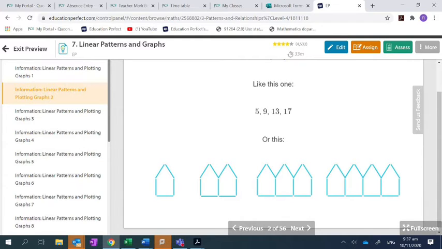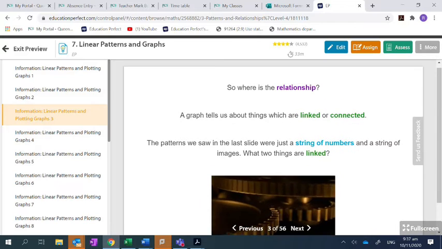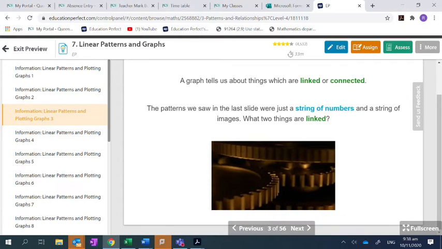Okay. So you can have linear patterns demonstrated in lots of different ways. Okay. So what we want to do is we want to be able to look at these and find the relationships. Okay? So when you're looking at those patterns, we just had a string of numbers before. And a lot of times it's difficult to see what a string of numbers means. What does it mean when we have just a bunch of numbers together? So we want to look at the graphs or the images to tell us about how things are linked together. So that's what we're going to look at today and focus on today.